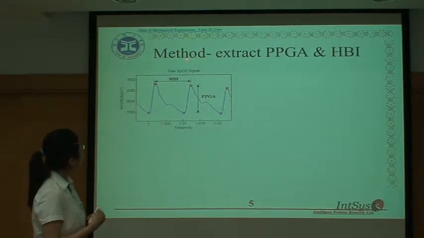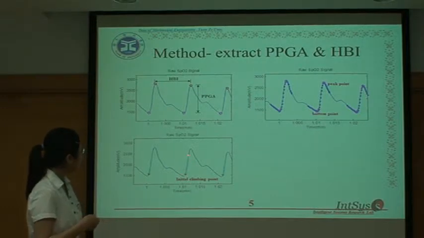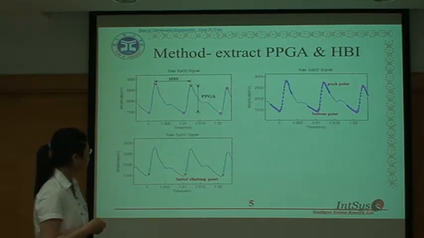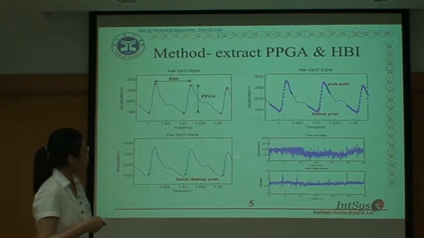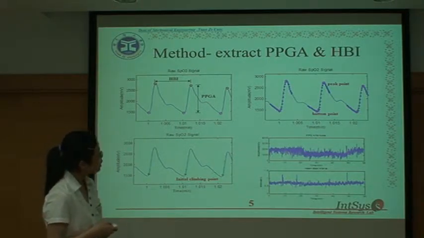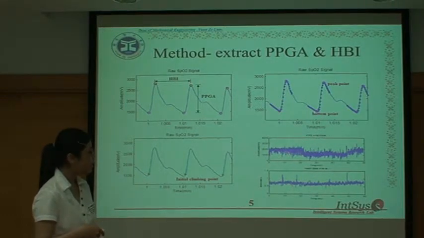And this is the definition of PPGA and HBI. I use the slope to find the initial starting point. Then I can obtain the peak point and bottom point. And according to this definition, doing some operations, I can get the PPGA and HBI signals.